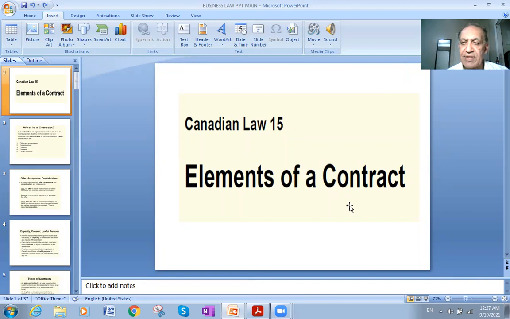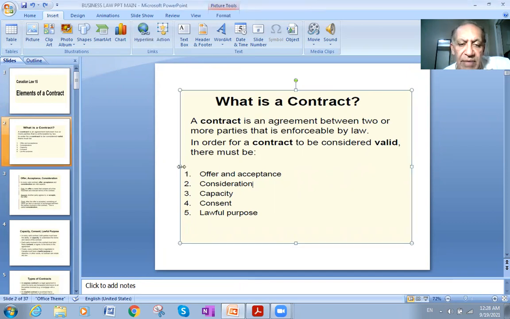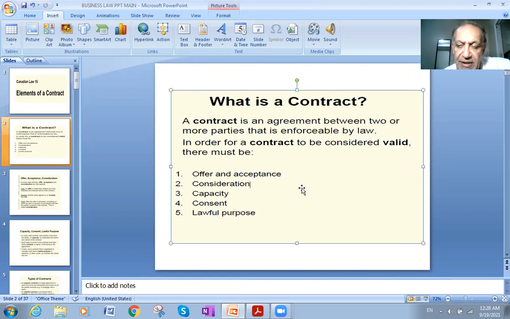Elements of contract. This is one of the most important parts of any business law, in all the transactions. So first of all, we'll see what we mean by a contract. What is the contract and the contents of a contract?